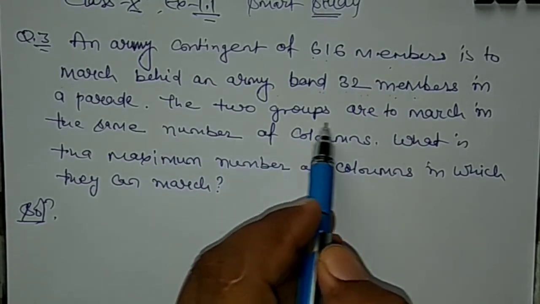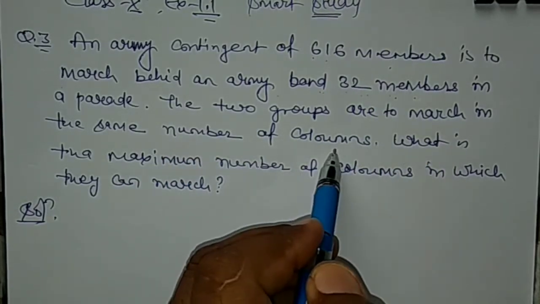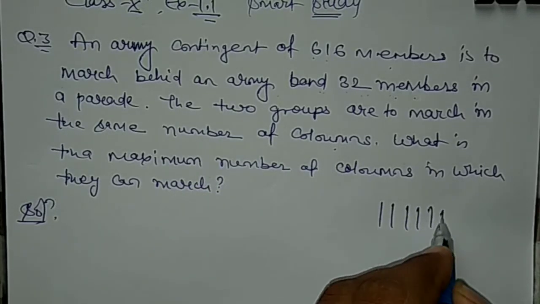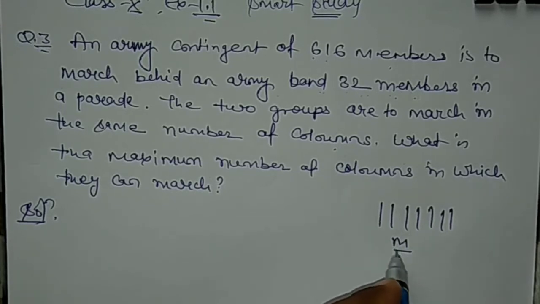Okay, the two groups are to march in the same number of columns, means वो ऐसे 6 columns, same number of columns में होंगे, m number of columns. Okay, so we don't know what is the m number of columns, we have to find out what is the value of m.